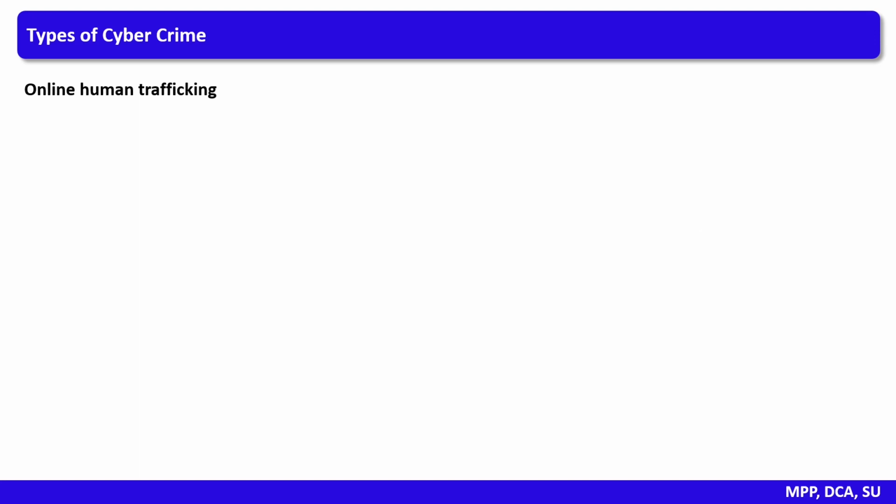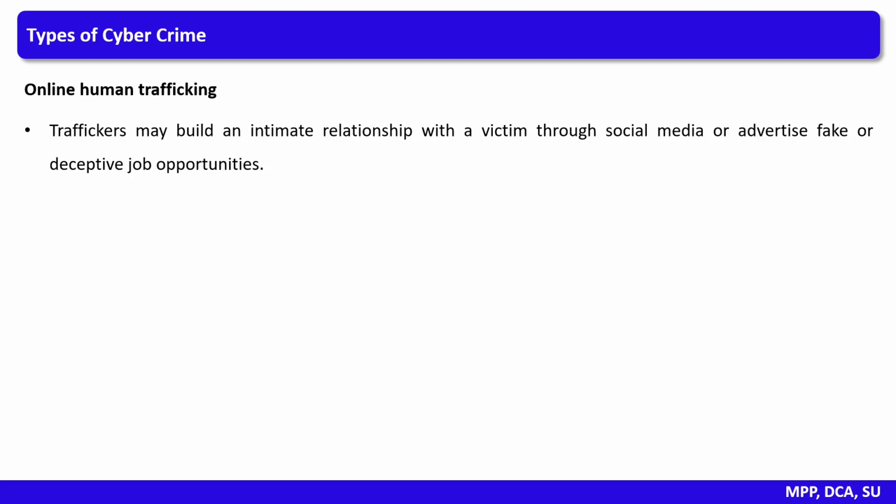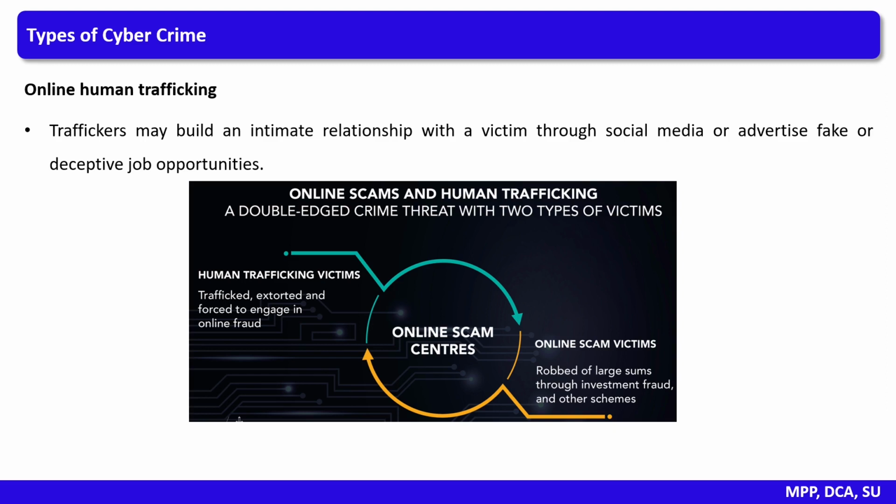Online human trafficking. Here, in case of online human trafficking, the trafficker first builds an intimate relationship with the victim through social media platform or advertisement fakes or deceptive job opportunities. Then the trafficker exploits the victim by forcing them to be trafficked or by a form of extortion or by forcing them to participate in fraudulent activities, as well as they may attempt to draw certain financial benefits from the victim. This is a very simplified diagram that tries to explain how human trafficking works.